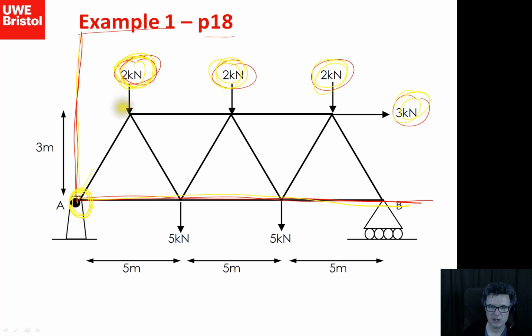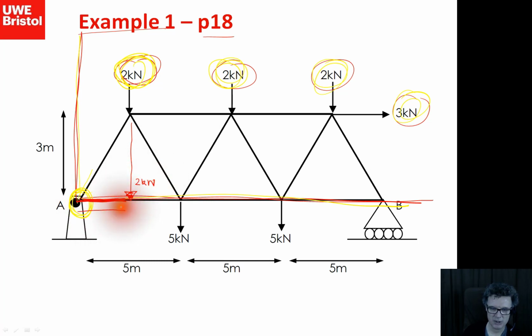So this 2 kilonewtons here, we're going to let it move until it hits either the x or the y axis, and it ends up hitting the x axis here. And then we're going to measure the distance, and we're going to create the turning moment. So we've got 2 kilonewtons which we're bringing down to here.